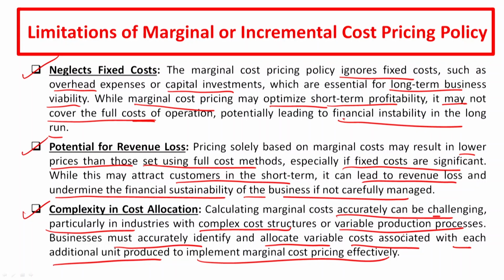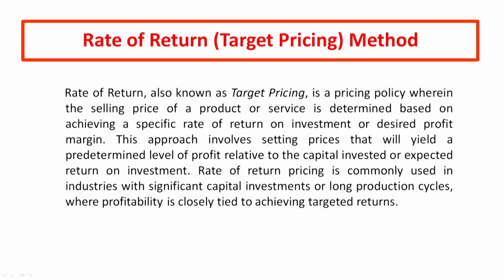So in the limitations of marginal costing method, we discussed 3 points: first, it neglects the fixed cost involved in the process, the second, it might result into potential for revenue losses, and the third is it is a complicated process to ascertain the cost here. Moving ahead, the next method is rate of return or target pricing method.